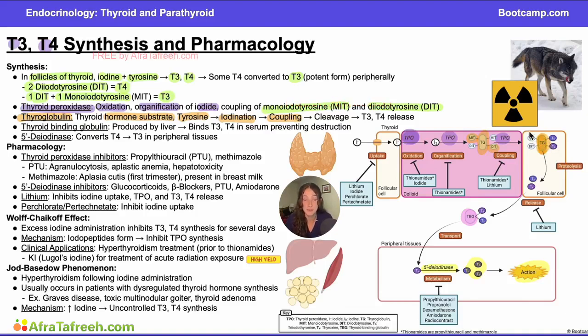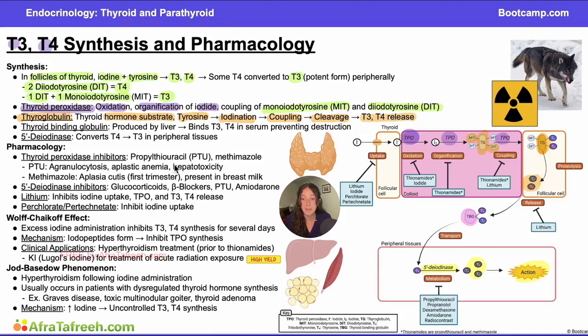And our thyroglobulin can remain in this state with our T4 and T3 stored inside our thyroid cells for quite a while. But when we're ready to release our T3 and T4, then we are going to do cleavage of our thyroglobulin. We are going to have the T4 and the T3 released into circulation.